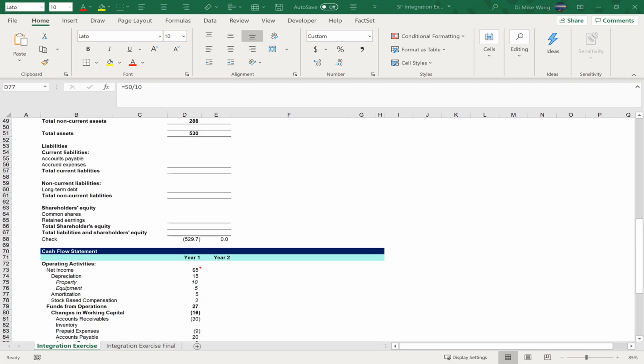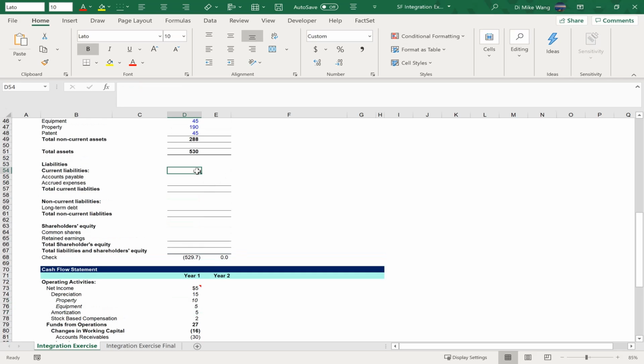Okay, so moving on to our liability side, we'll start off with accounts payable. And remember that we owe $20 in accounts payable because we only paid $30 for the $50 in materials that we purchased. Accrued expenses will be $3 since we used $5 worth of consulting services for the year but only paid $2.